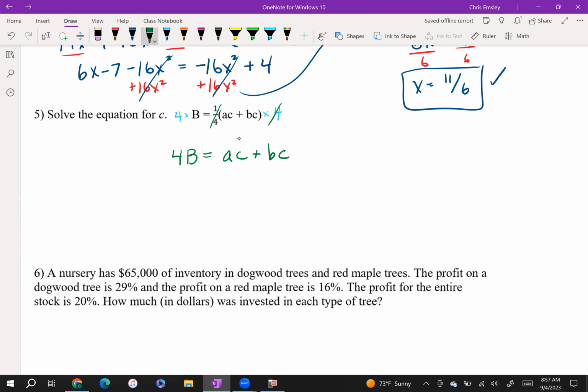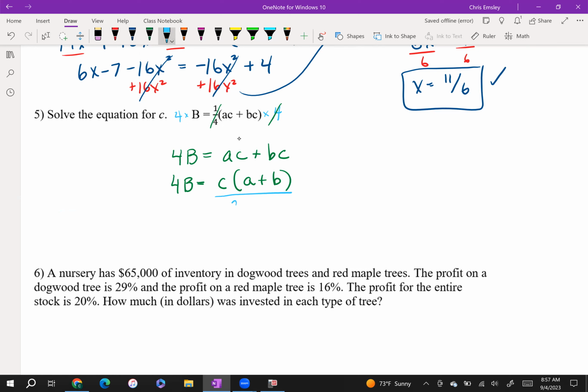Excellent. Solving for C. Right now we have C appearing in two separate terms. We can't solve for C when it's in two locations like that, so we use our favorite math trick, which is factoring, to put that C into one place. We pull it out front. And again, solving for C, it's now C times A plus B.